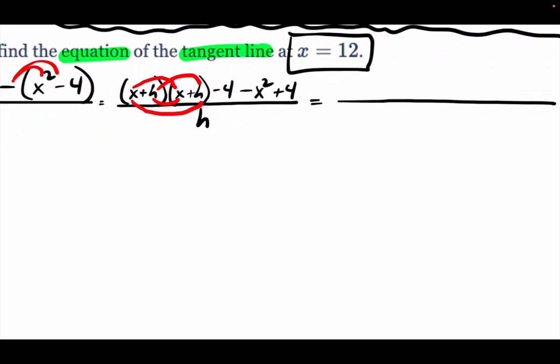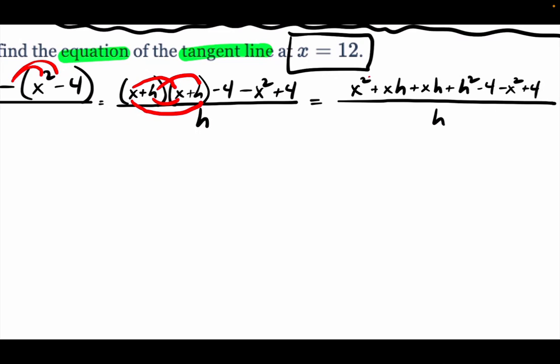Okay. First two terms, x times x, x squared. Outer two terms, x times h, xh. Inner, xh. Last, h squared. So start canceling things out, combine like terms, cancel things out, or just combine like terms.